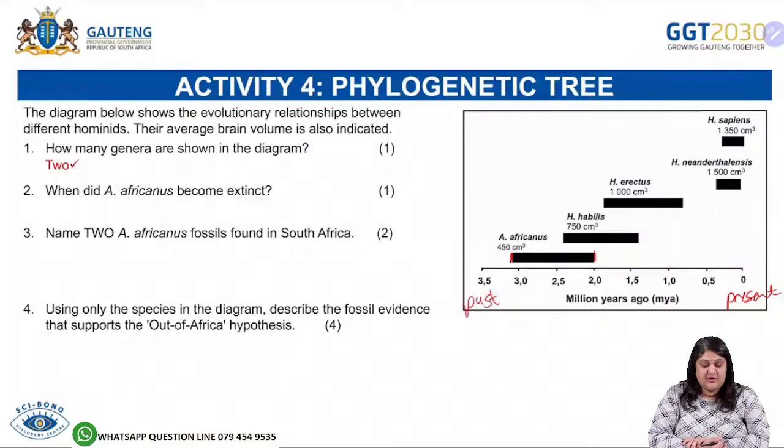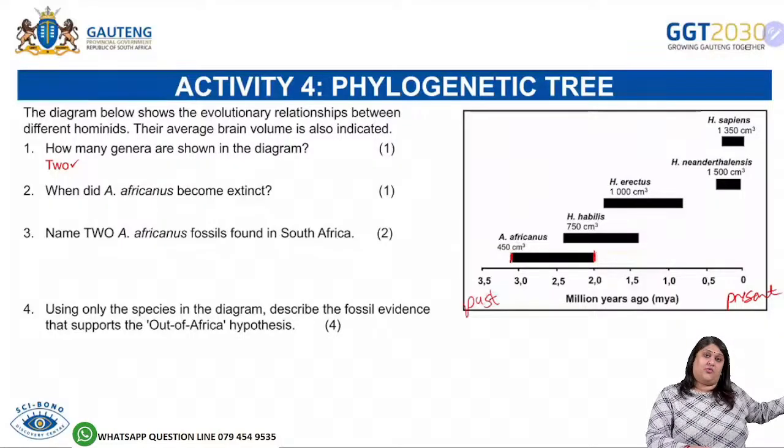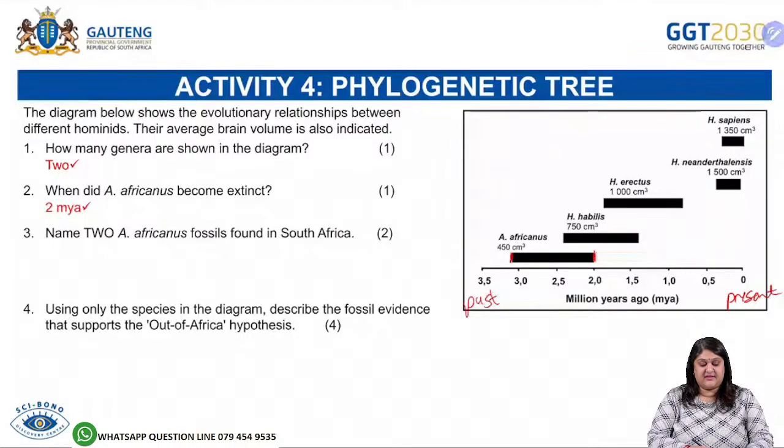Right. So, let's go to A africanus. Oh, it's the one that we were working with. And now we have to work out when it became extinct. So, we go to the end of the rectangle in the timeline, and it is at 2 million years ago. It became extinct 2 million years ago. Right? That's the answer.